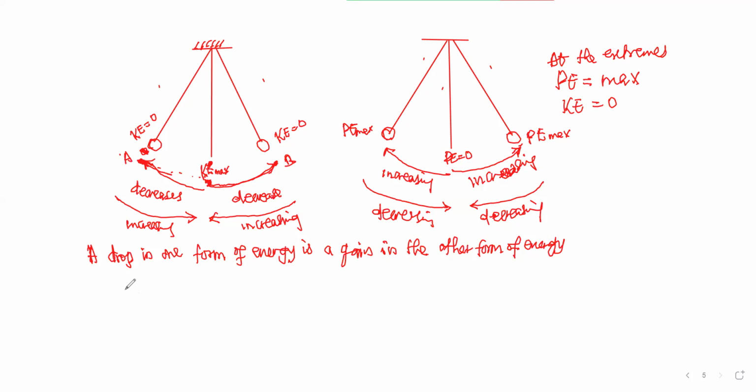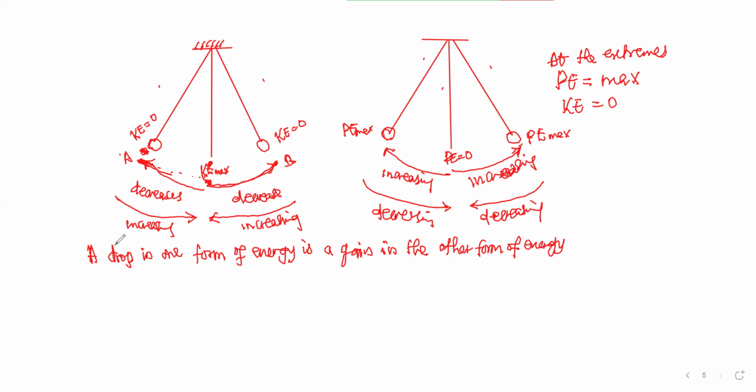Then it keeps going like that. So basically, a drop in one form of energy is equal to a gain in the other form. As this is dropping, the other form of energy is gaining, in that equal margin. So at the end of it, nothing will be lost.